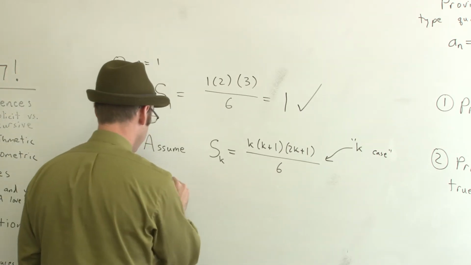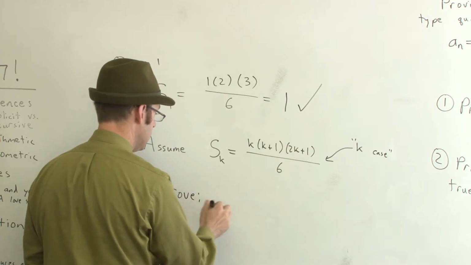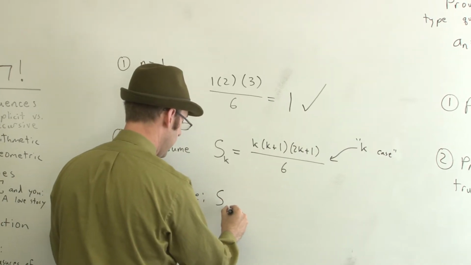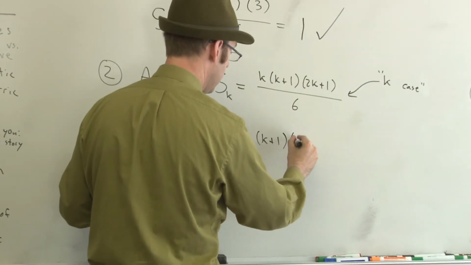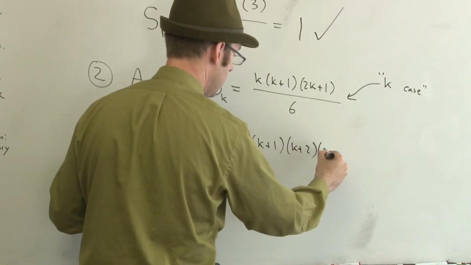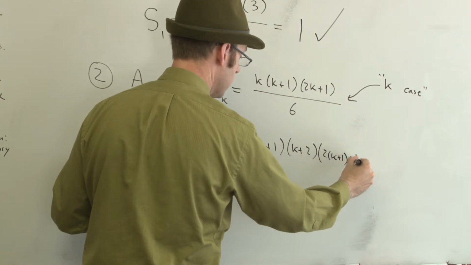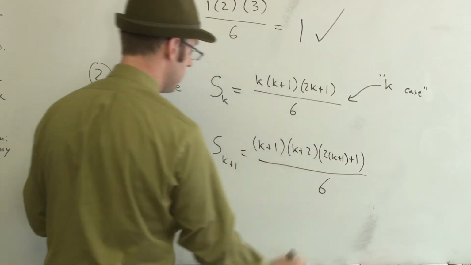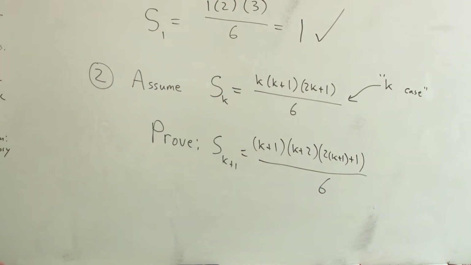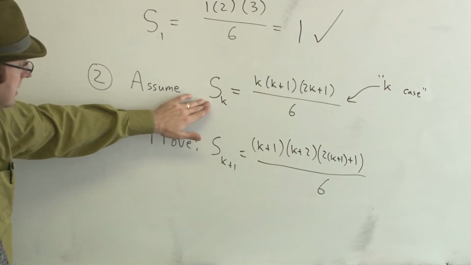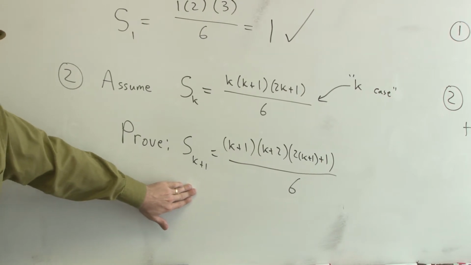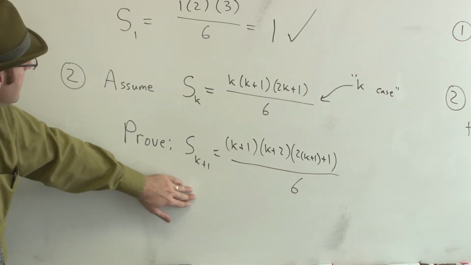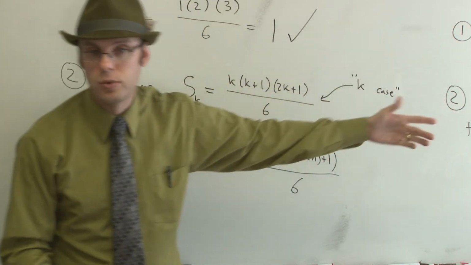So what I want to prove is that if this is true, then S sub k plus 1 is k plus 1 times k plus 2 times 2k plus 1 plus 1 over 6. So if I assume that the k case is true, that the k plus 1 case must follow. All the k plus 1 case is replacing all the n's with k plus 1.